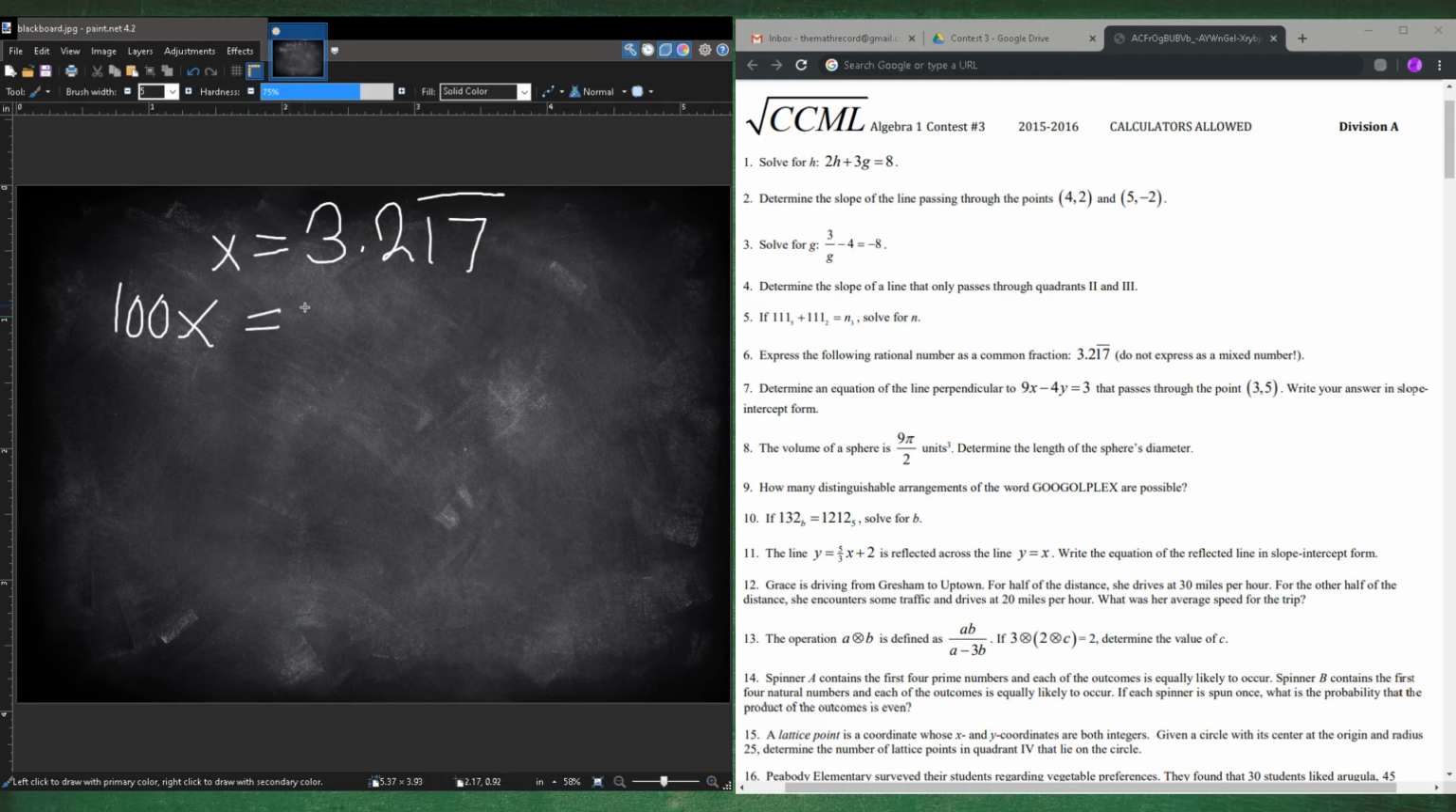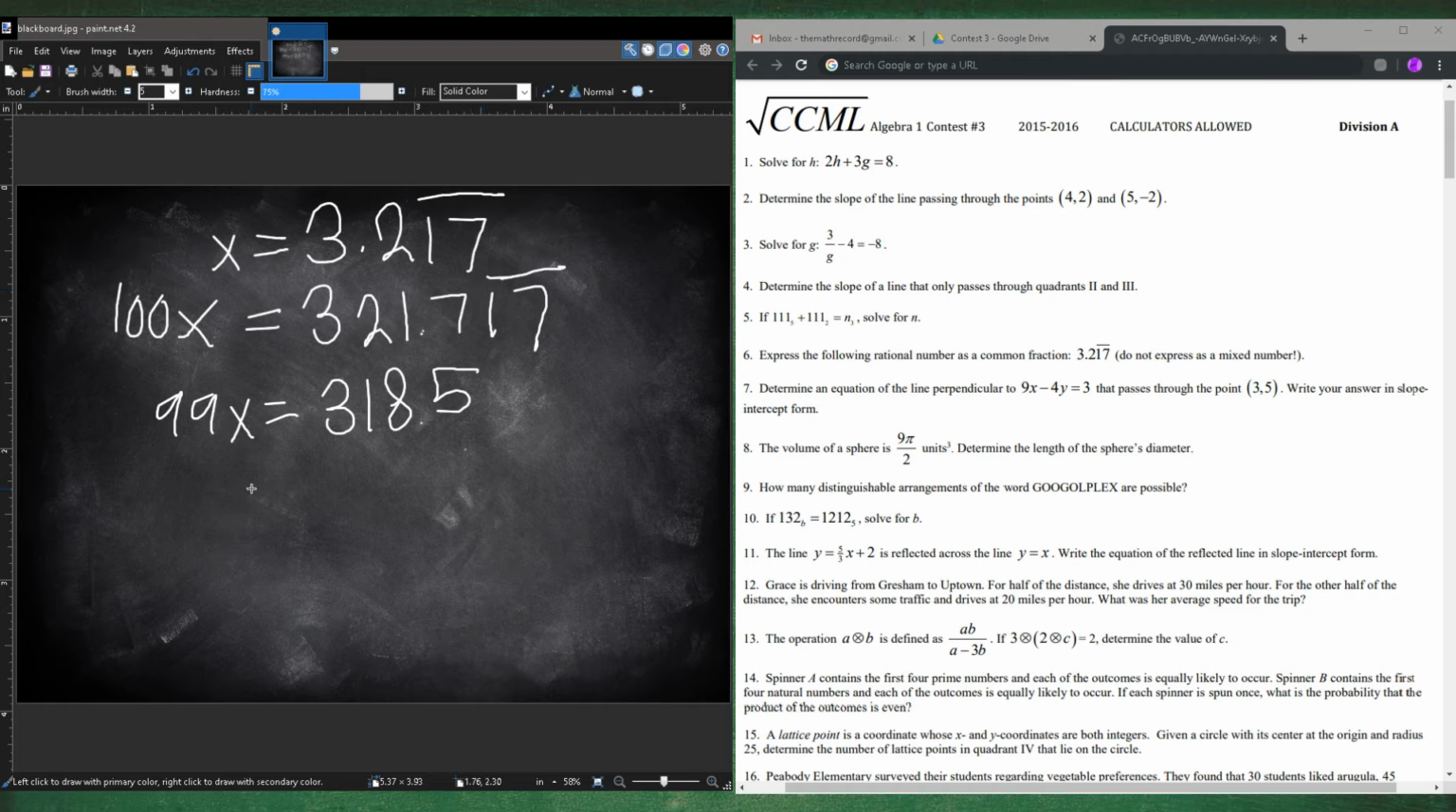100x is equal to 321.7, so you move 2 decimal places, and then 1, 7, and repeat that 1, 7, because this is repeating, so it just keeps on going, right? And now you see how this works. You subtract them together, so you get 99x is equal to 318.5, and then the 17 repeating kind of cancel each other out. You see how that works? You just subtract those away.